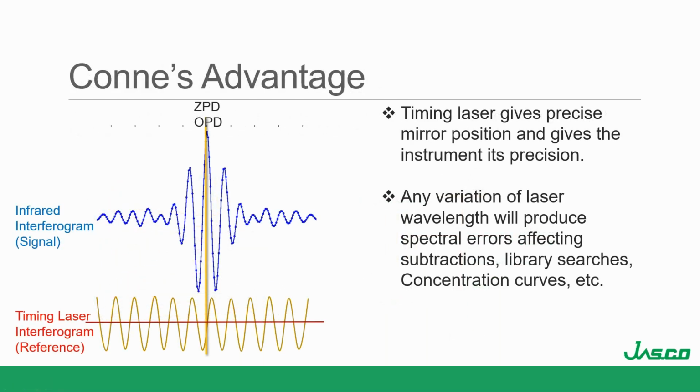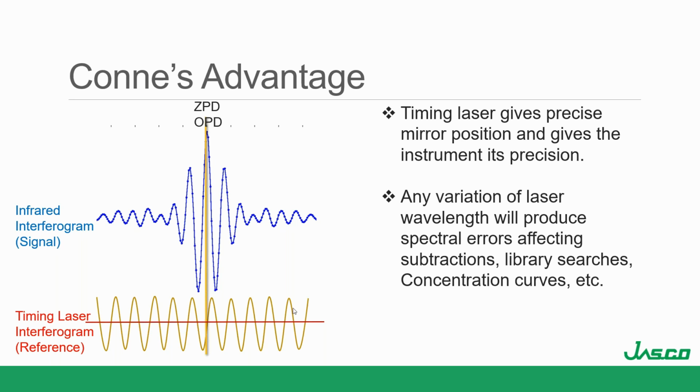And the last is Connes' advantage. So the timing laser gives the precise mirror position and gives the instrument its precision. So your data is only going to be as good as the laser you use. If you use a silicon diode laser, its wavelength's not as stable as a HeNe. That's why we don't use lasers like those found in laser pointers, because the wavelength or frequency of the laser is not steady compared to other lasers.